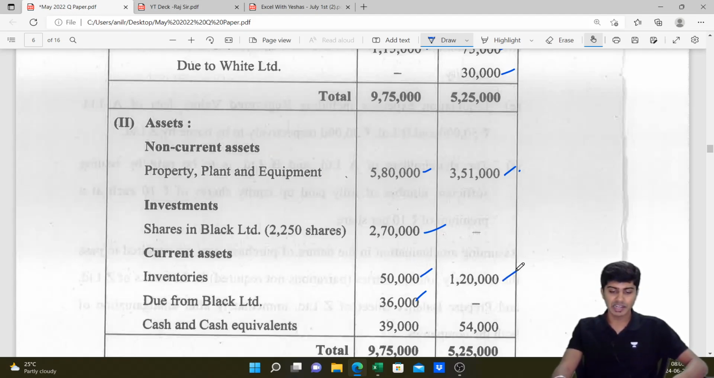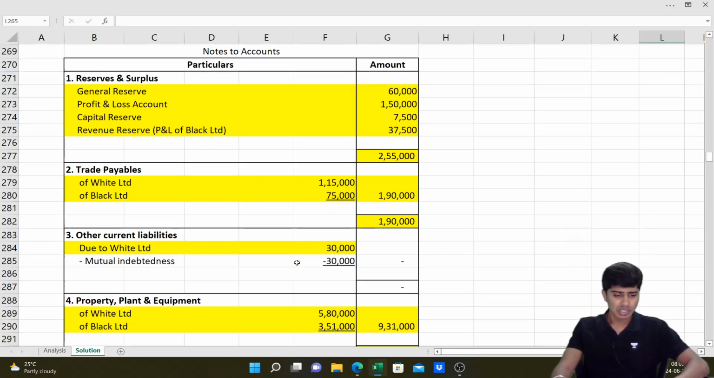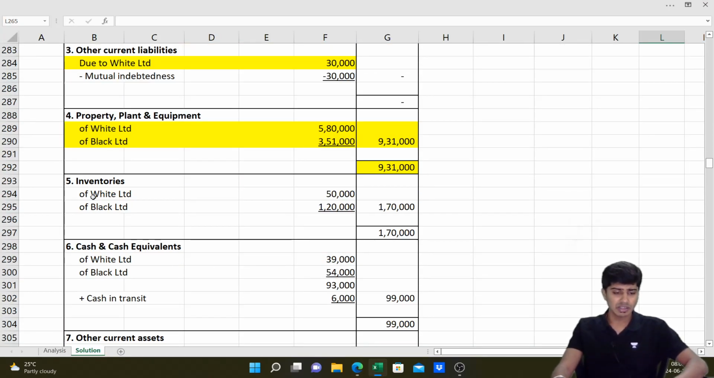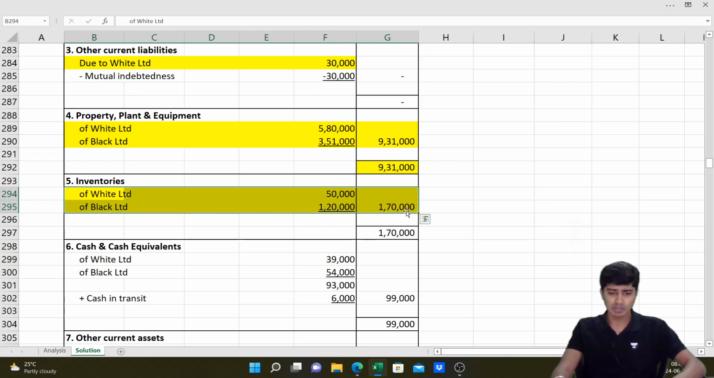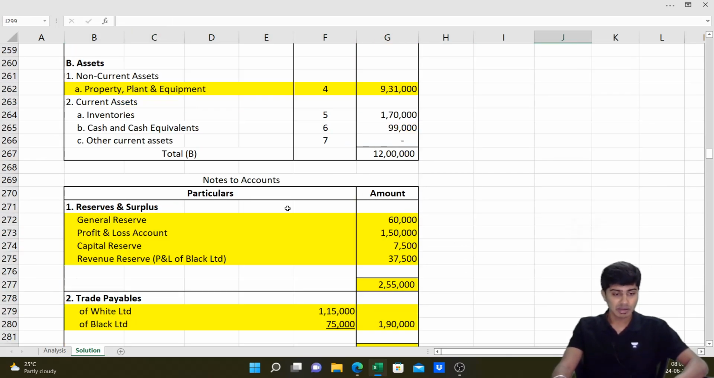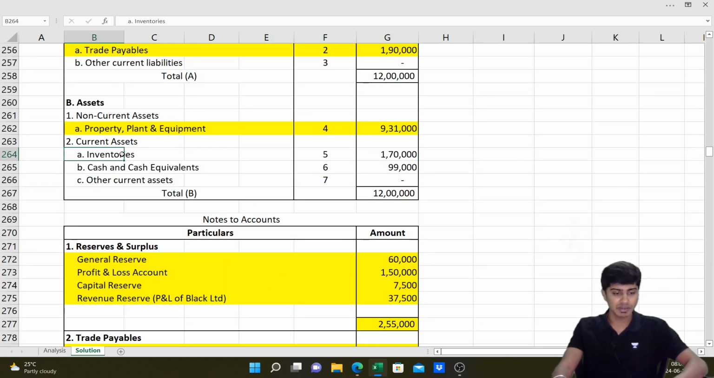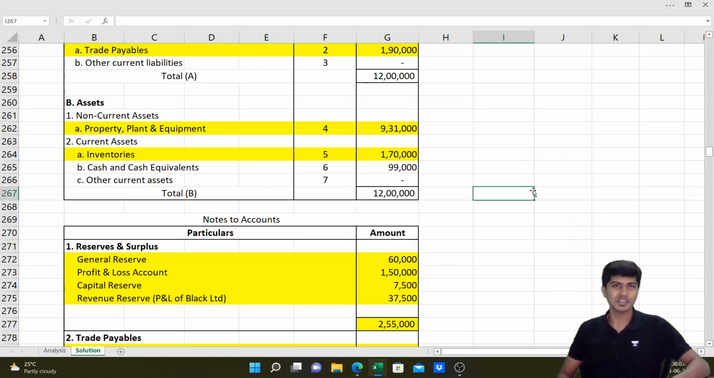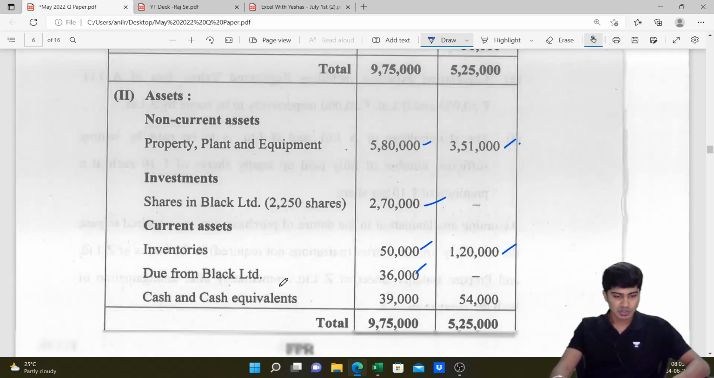Inventories 50 and 1,20,000. Let's write them in the notes to accounts. Come to notes to accounts. See here inventory 50 and 1,20,000. Total 1,70,000. This 1,70,000 will get posted to balance sheet also. Come to balance sheet. See inventory 1,70,000. Understood everyone? Then next, what do you have after that?